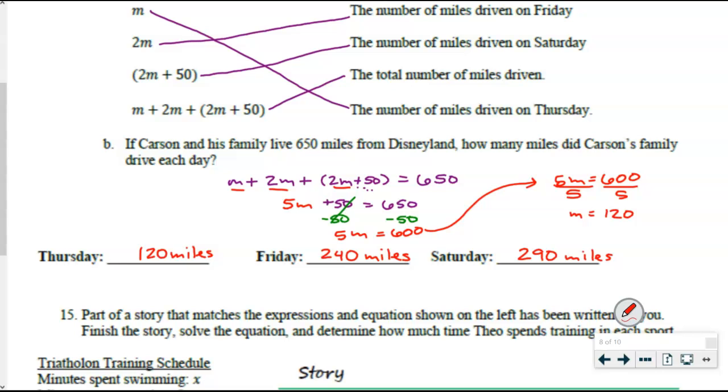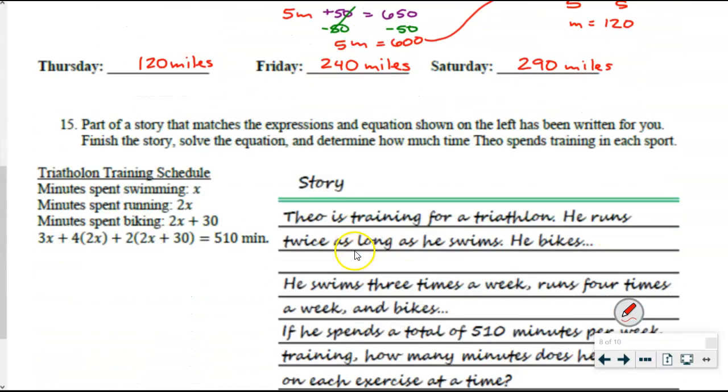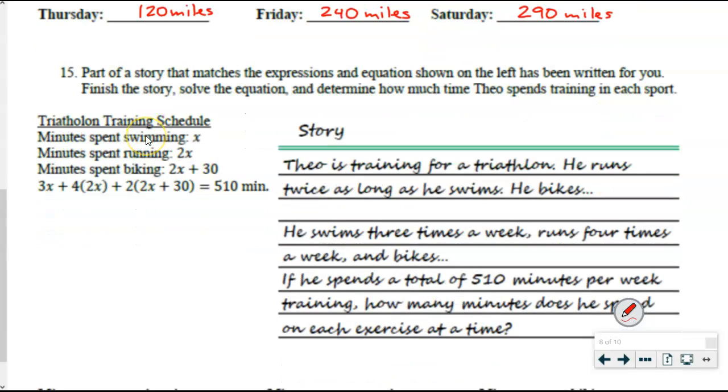Okay, so that one was very structured for you. This next one is also very structured, but pay attention to what we're doing here because the next one is going to be, I'm going to loosen the reins just a little bit. So again, part of a story that matches the expressions is shown, the expressions shown has a story that matches, but there's some parts that are missing. So I have these bits and pieces here and parts of a story. Let's see if we can look for those connections and complete the story.